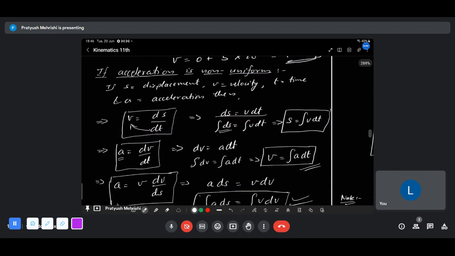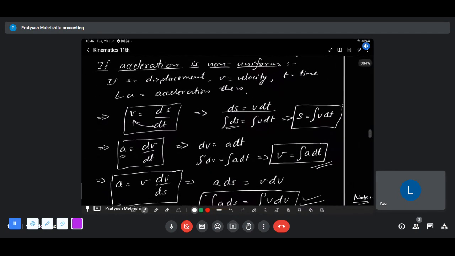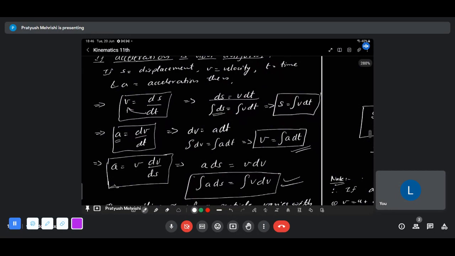Now, if the acceleration is not uniform, then what to do? In that case we cannot use the equations of motion. What to use then? In that case we will use the equation of differentiation. We will use the differential form of the equations of motion.